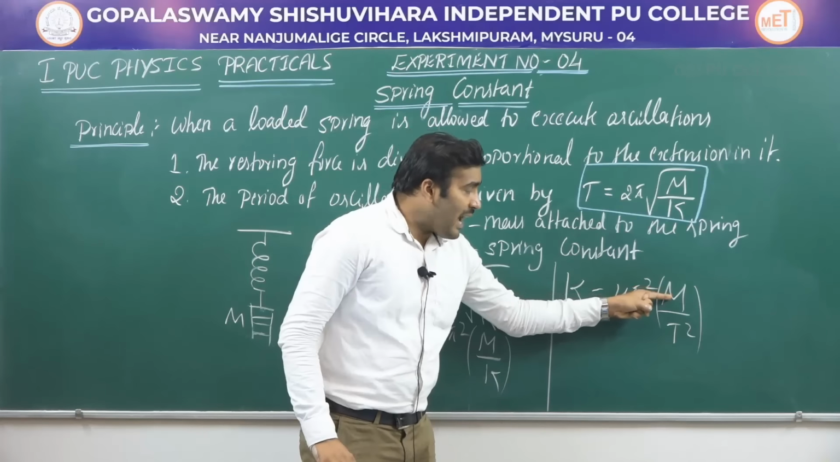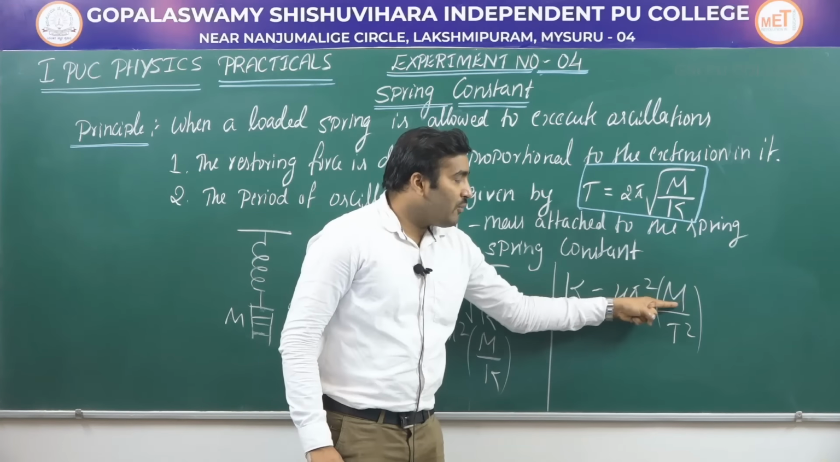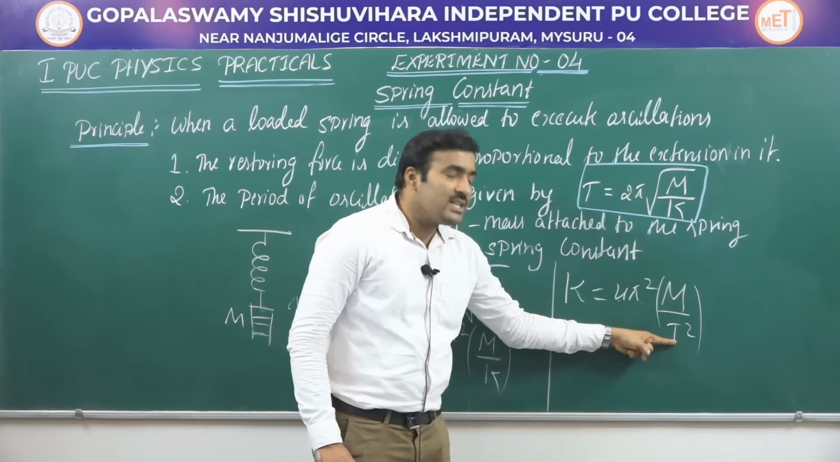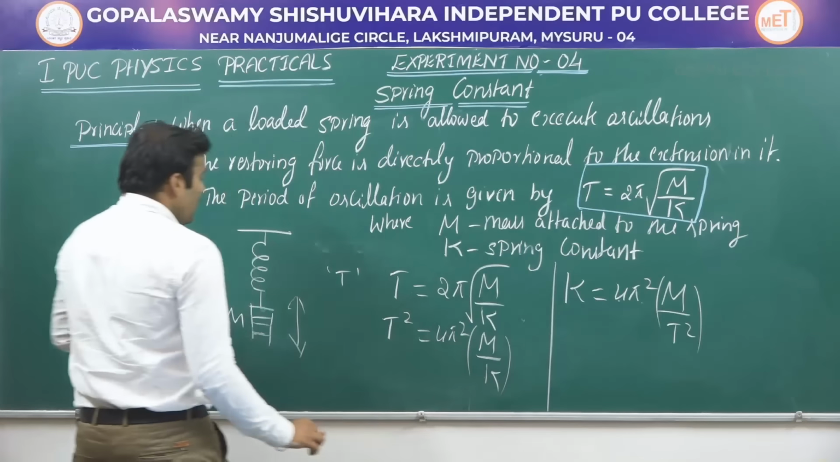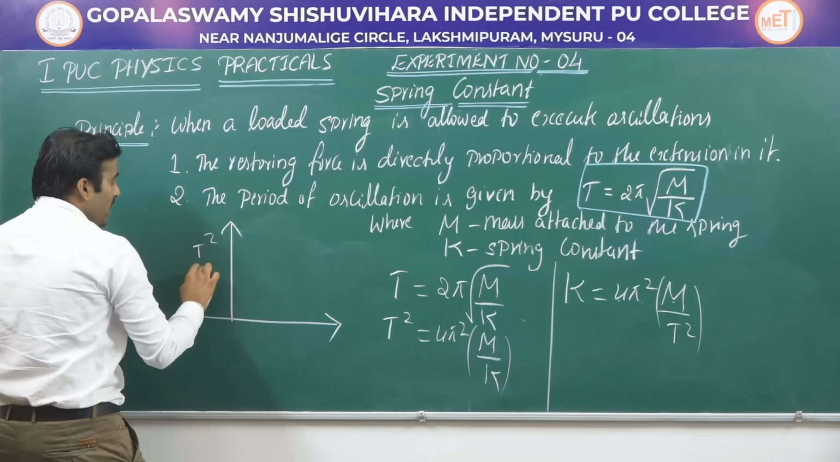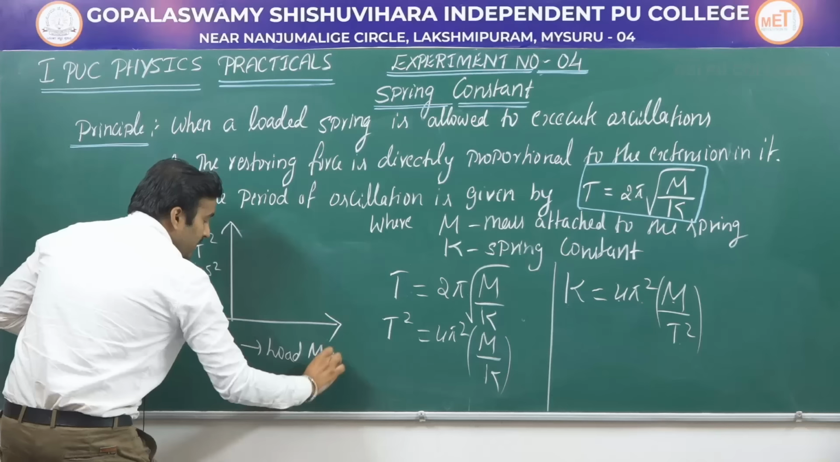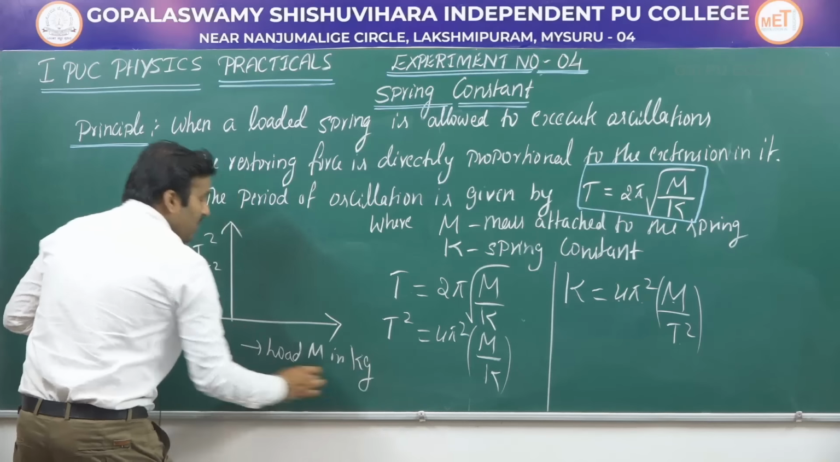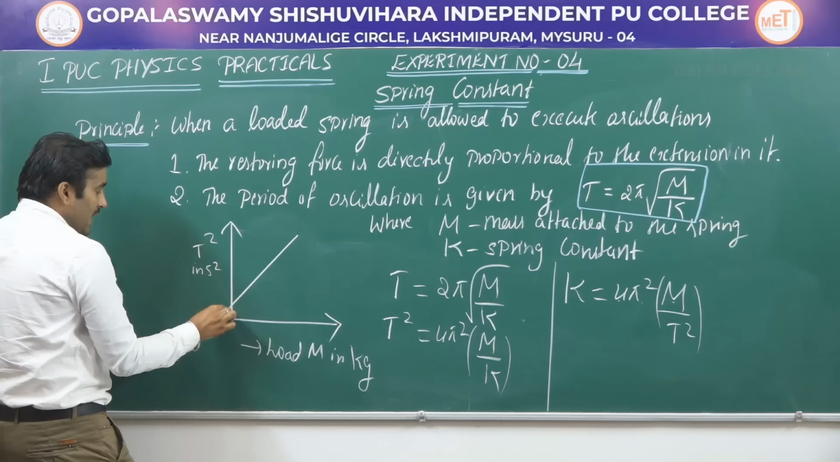Now, if I plot a graph of this m versus t square, with m along the x-axis and t square along the y-axis for different values of load, what will we get? We'll get a graph like this. This is t square in second square and this is the load m in kg. So when we plot this graph, the graph is like this.